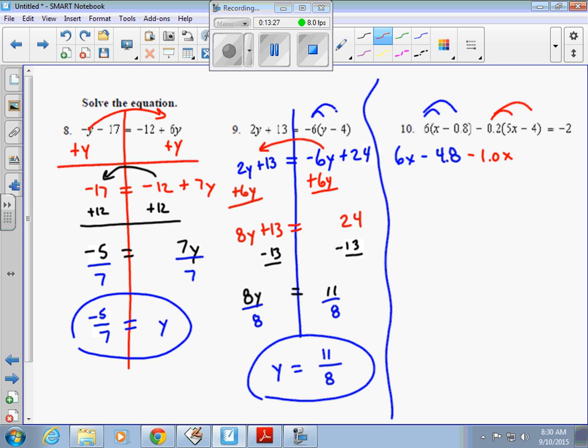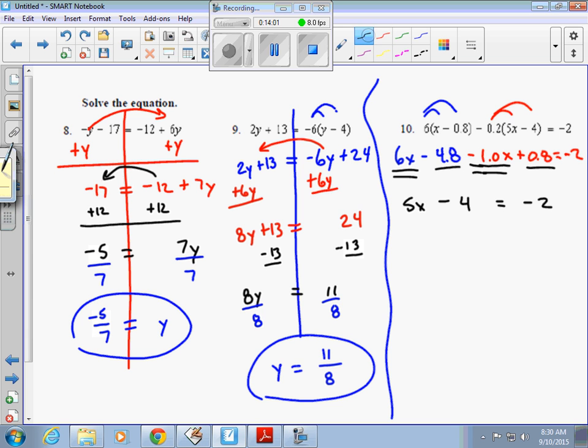Negative 0.2 times negative 8, a negative times a negative is a positive. It would be like 8, but since it's a decimal, it's positive 0.8. Equals negative 2. Then we can combine like terms and clean this problem up a whole bunch. 6x combines with 1x or negative 1x. Don't forget the negative to get 5x. Negative 4.8 combines with positive 0.8 to give you a negative 4.0 equals negative 2.